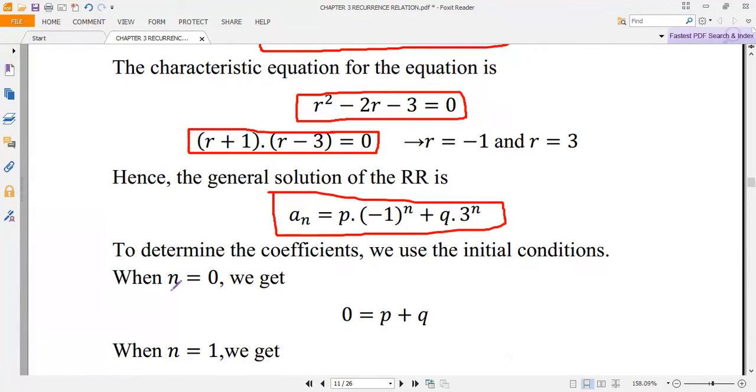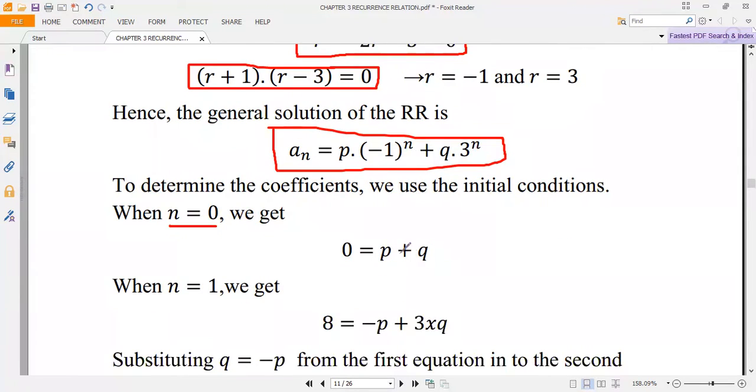So when n is equal to 0, we get A naught, which is 0, equal to p times minus 1 to the power of 0 plus q times 3 to the power of 0. Minus 1 to the power of 0 and 3 to the power of 0 are 1, so p plus q is left. So 0 is equal to p plus q. And when n is equal to 1, A1 is 8, which is equal to p times minus 1 to the power of 1 plus q times 3 to the power of 1. So minus p plus 3 times q is obtained.